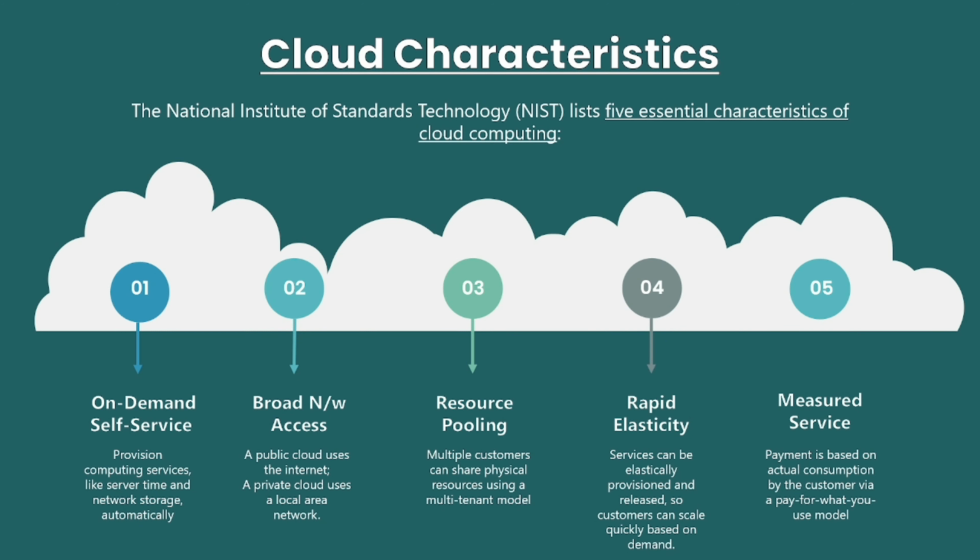Fourth, rapid elasticity, which means that the resources are able to scale in and scale out quickly and as and when needed by the user. And last, fifth, the measured service. It refers to tracking the utilization of resources that helps in monitoring and billing.